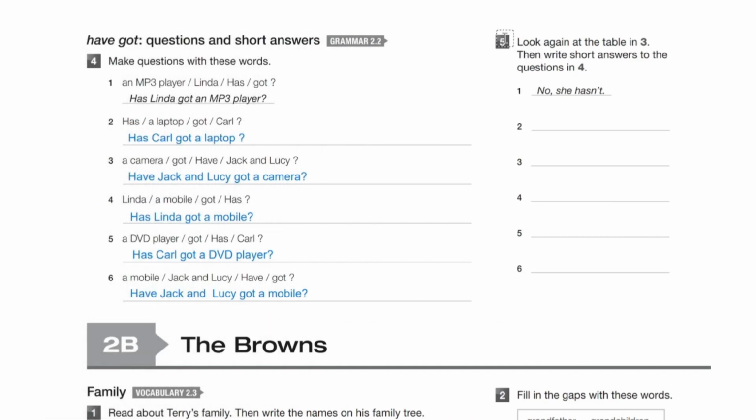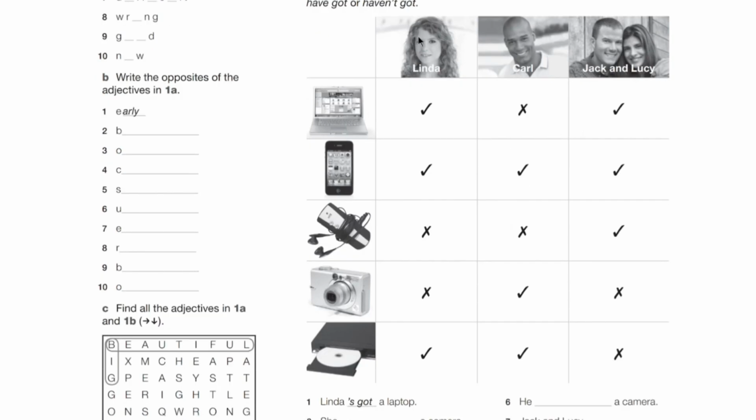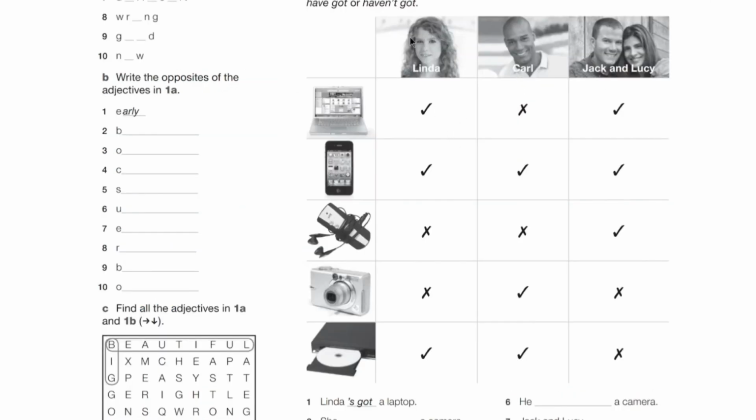Exercise 5 is asking us to look at the table in exercise 3, then write short answers to the questions in exercise 4. The table is on page 10, and as you can see, we've got information about Linda, Carl, and Jack and Lucy. The first question is, has Linda got an MP3 player? The answer is no, she hasn't, because if you go to that table and look at Linda's MP3 player, it's a cross. That's why we say no, she hasn't.